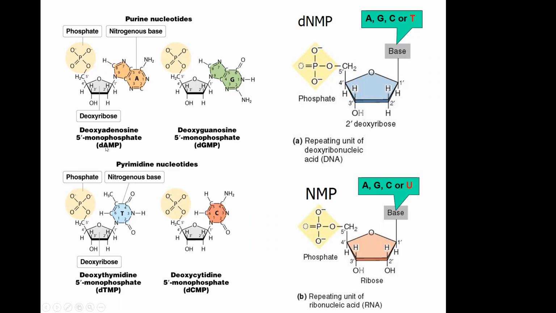When we write out the sequence of DNA or the sequence of RNA, we don't put all that. We just put 1 letter representing the base, because it's the base that is the information. So we would just write that as an A or a G or a C or a T. Okay. But you need to know it has other parts to it.